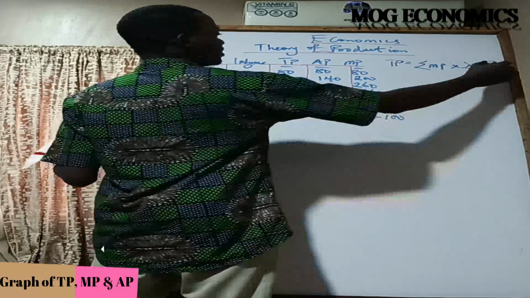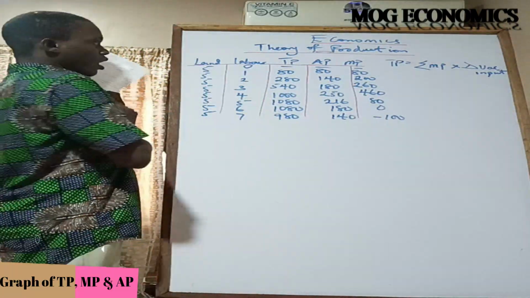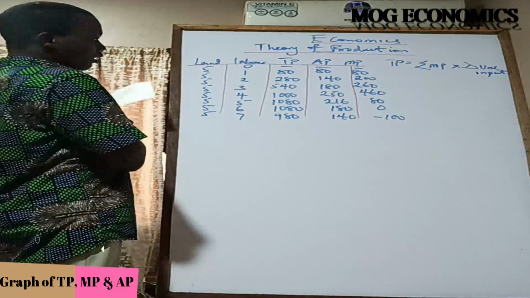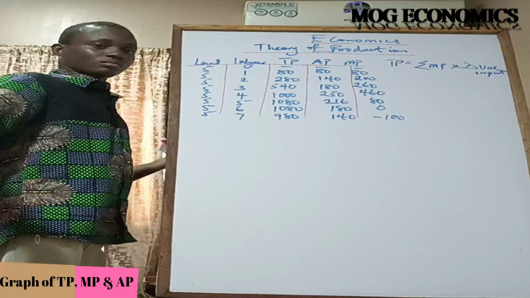Not var input, please. Variable. I don't want to write it in full, which was an example. Please don't put var. It's variable.